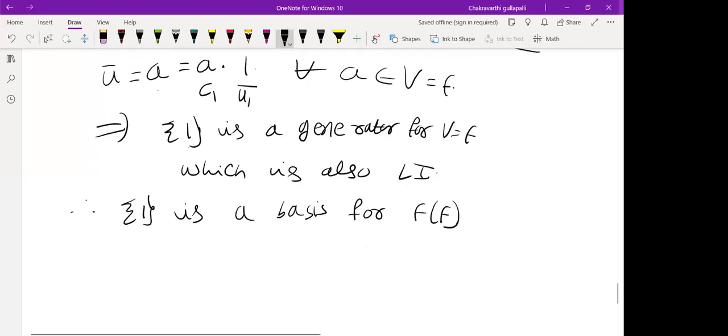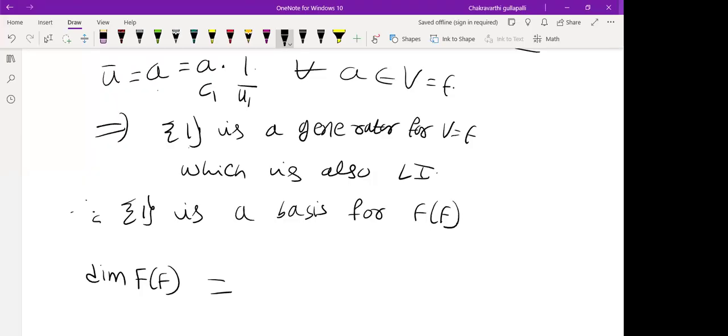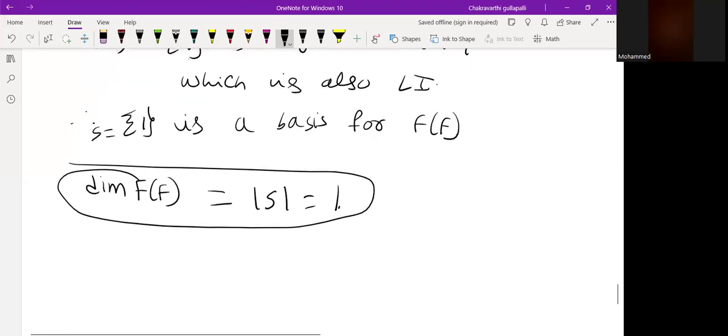So what is the dimension therefore? Dimension of F over F is... The dimension of a vector space V over a field F is the number of vectors in the basis. How many vectors are there in the basis? Only one vector. So a very interesting point is, for any field over itself, the dimension is equal to 1.